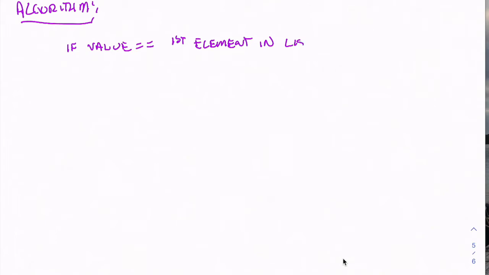So our algorithm is: if value equals the first element in the list, then we're going to return true. If list is empty, we're going to return false.